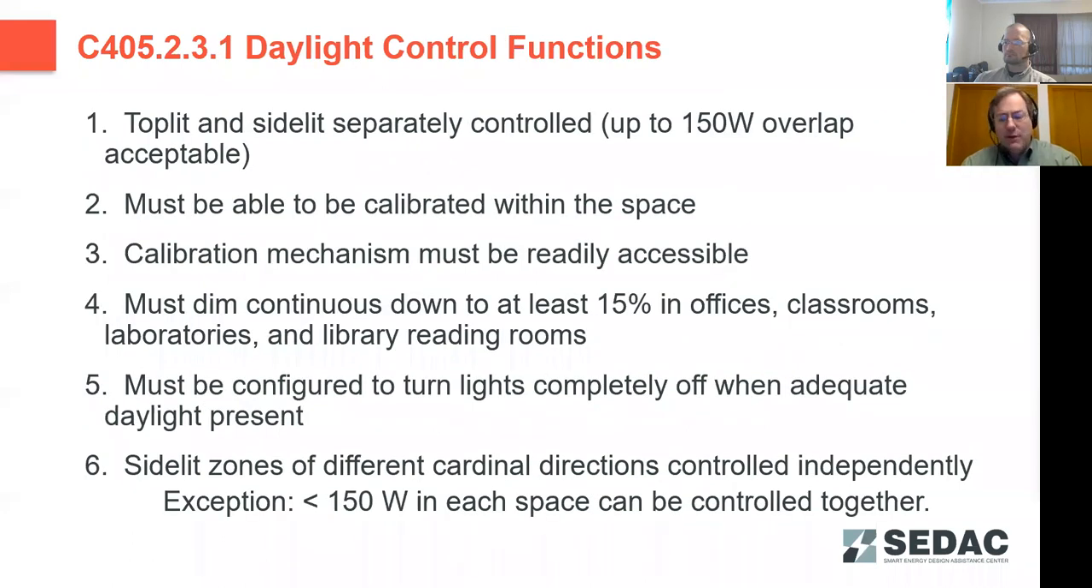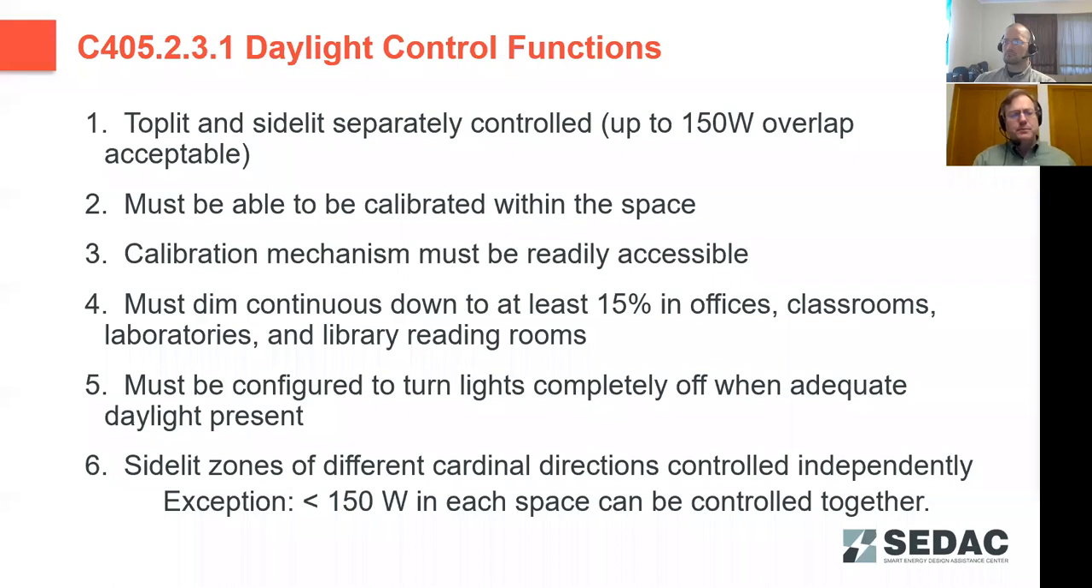So a few of the functions that it has to have: we need to control top lit, so skylights, separate from window surfaces. They do provide that up to 150 watts can overlap. That's fine, understanding that you might have some areas where you do have a lot more overlap. And continuous dimming is required for offices, classrooms, laboratories, and library reading spaces. Again, because a lot of this tends to be reading applications. Step dimming can be extremely disruptive to these spaces.